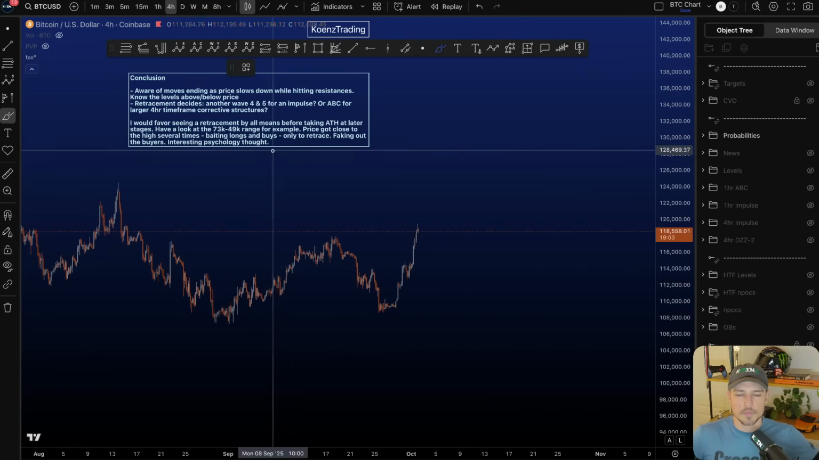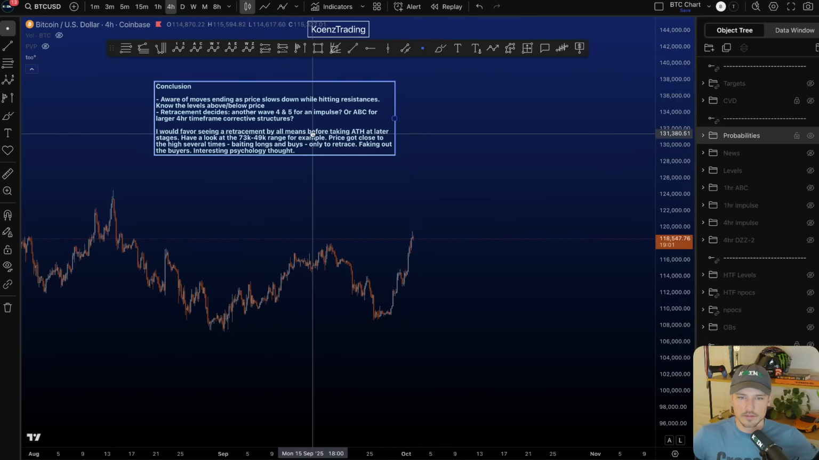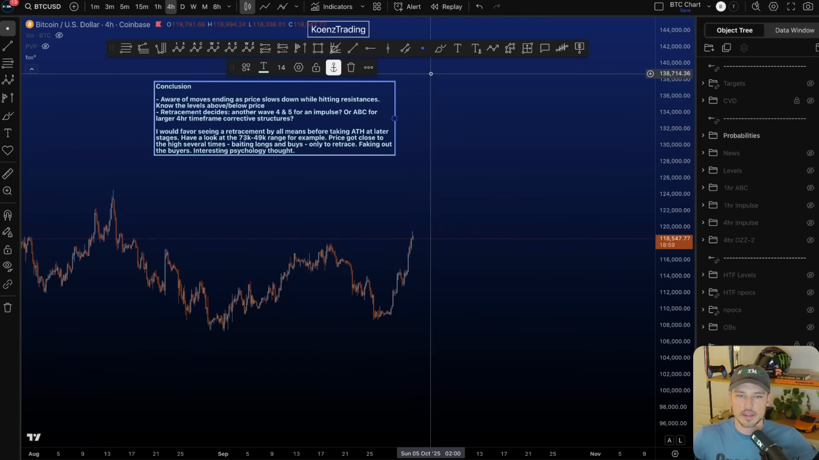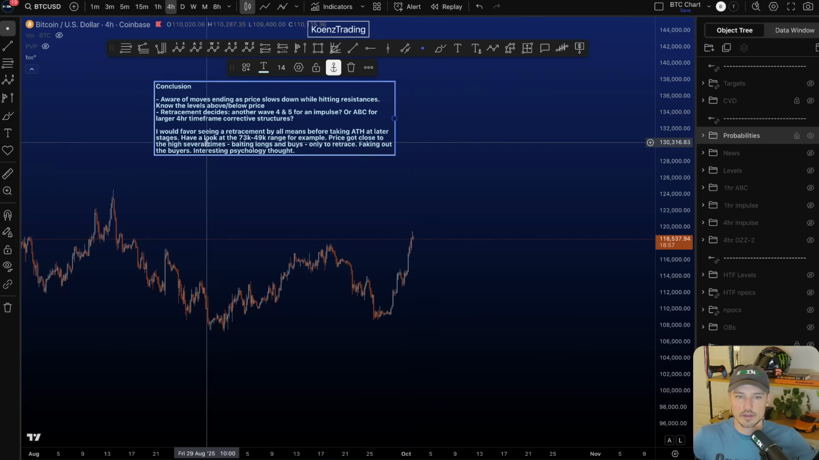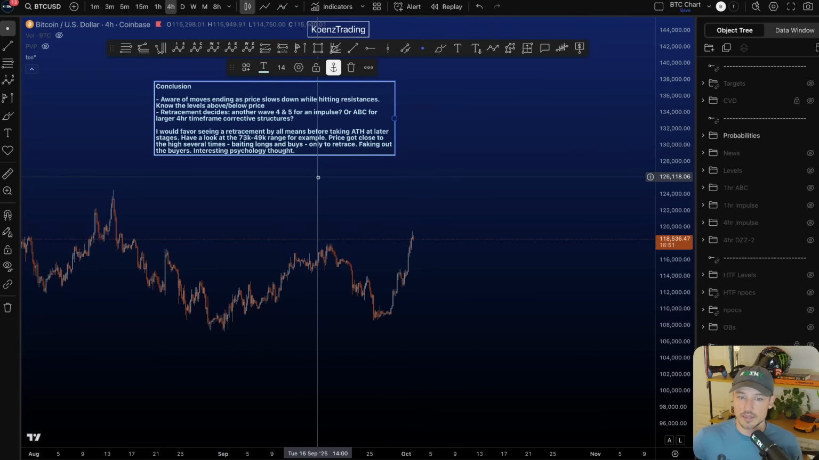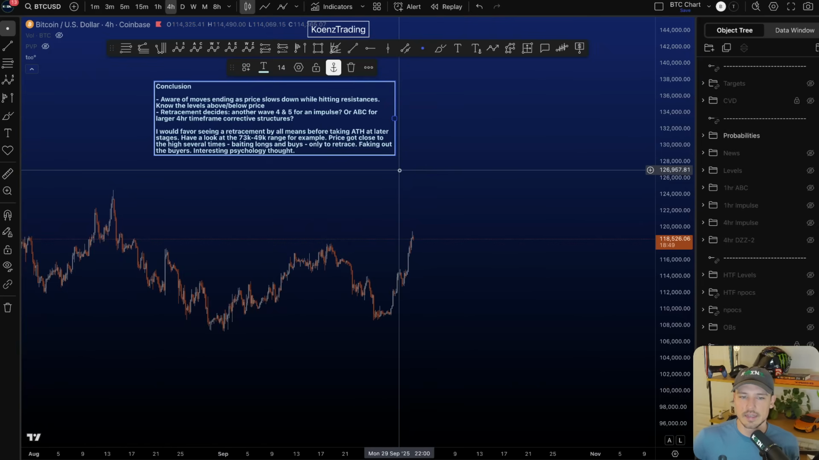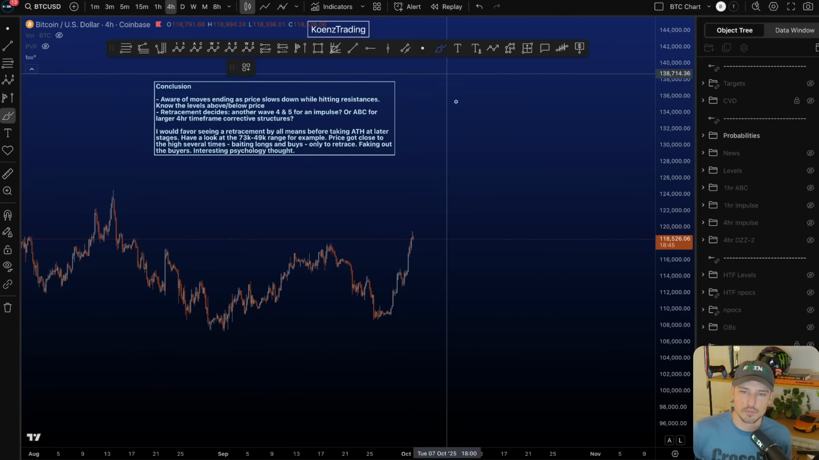I would favor seeing a retracement by all means before taking the all-time high at a later stage. Have a look at the 73 to 49K range, for example. Price got close to the highs several times, baiting longs and buys only to retrace, faking out the bias. It's interesting from a psychology point of view.